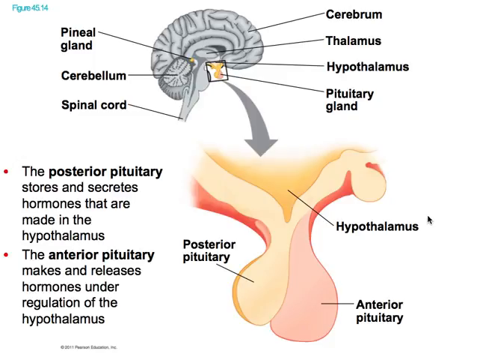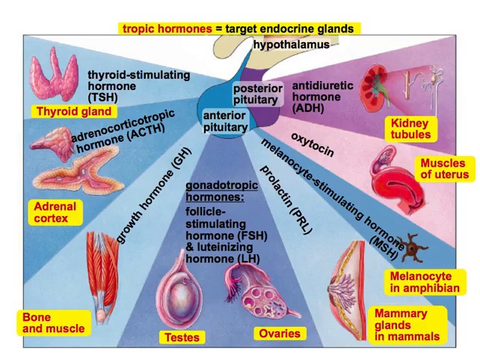The posterior pituitary stores and secretes hormones that are made in the hypothalamus. So the hypothalamus itself makes hormones, and those hormones are stored and secreted, which means given off, from the posterior pituitary. The anterior pituitary makes and releases its own hormones, but the hypothalamus regulates it. So these are the endocrine glands that occur in the human brain. They have different types of actions.